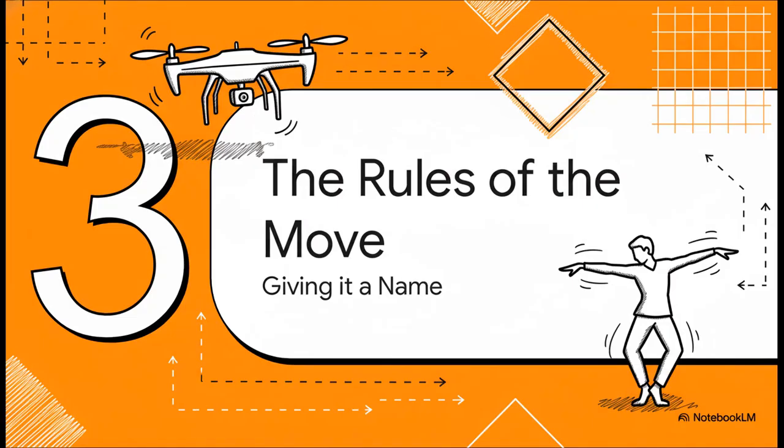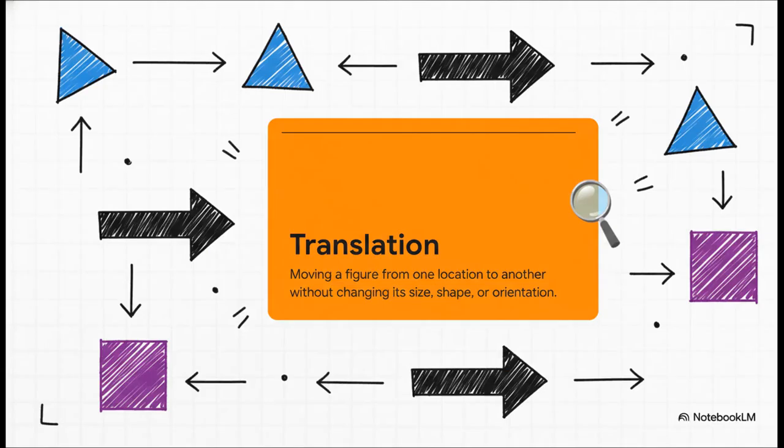Okay, so we've got this perfect, unaltered movement. It acts like a drone, it acts like a dancer. I think it's about time we gave this move its official name and laid out the actual rules of the dance. And here it is, the big reveal. This move is officially called a translation. That's the geometric term for it.